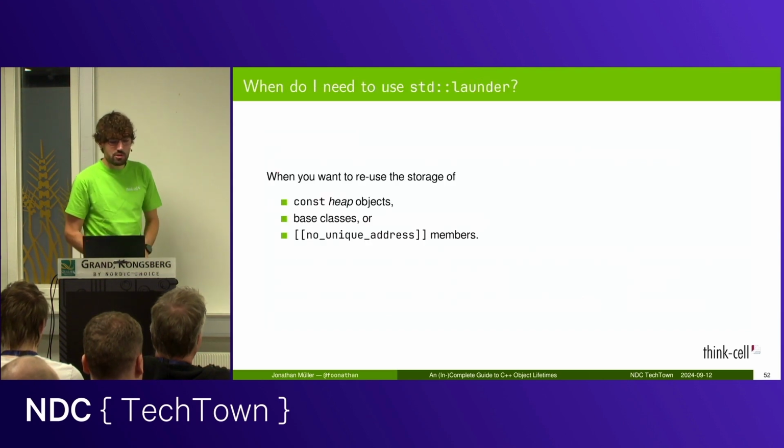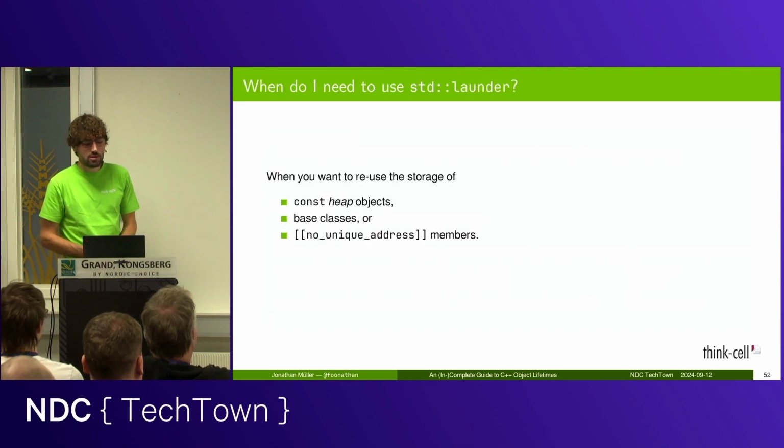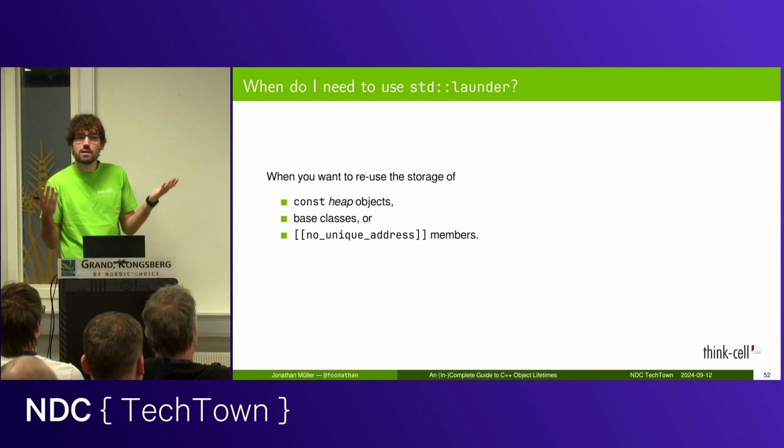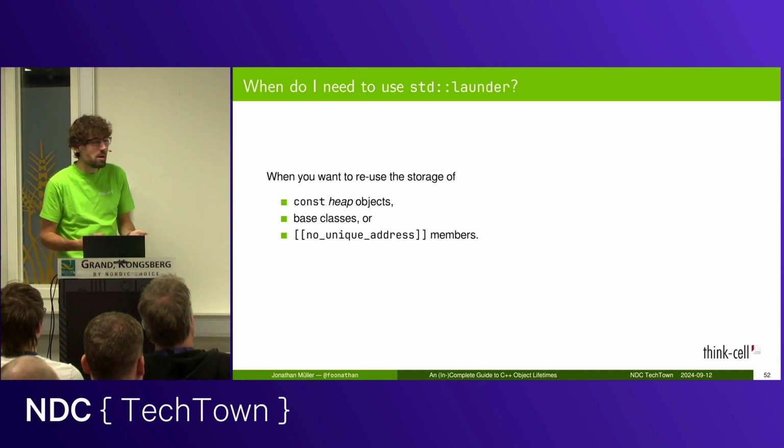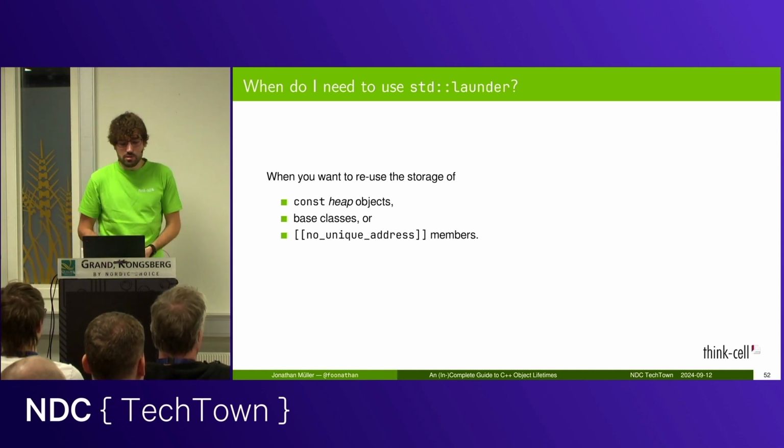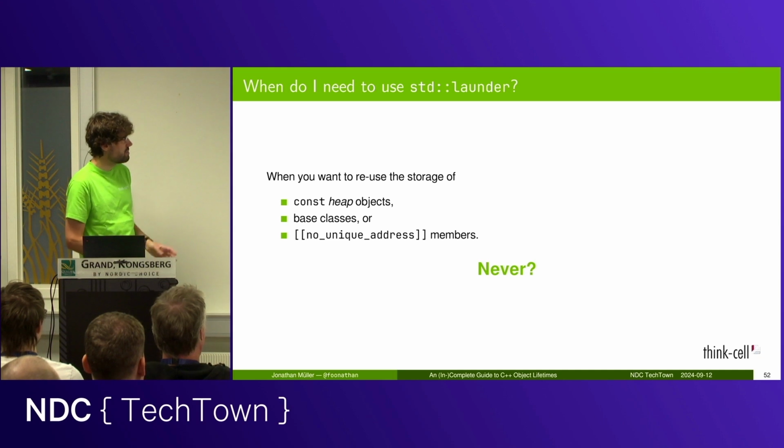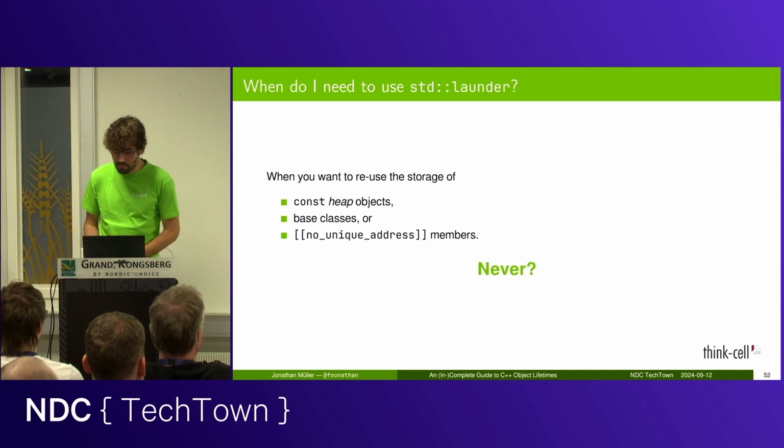So when do you need to use launder? When you want to reuse the storage of const heap objects. Remember, if it's not on the heap, you can't replace it at all. Base classes are now no_unique_address members. So never. We will get back to that later on.